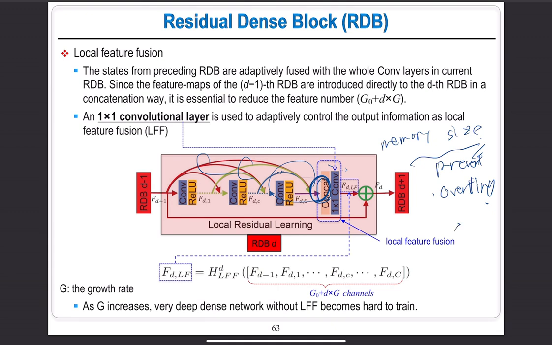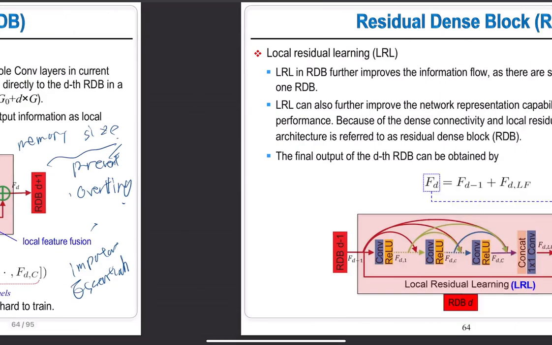That's it. LFF acts like a filter that can keep important or essential information while discarding redundancy, contributing to the overall efficiency and power of RDN.